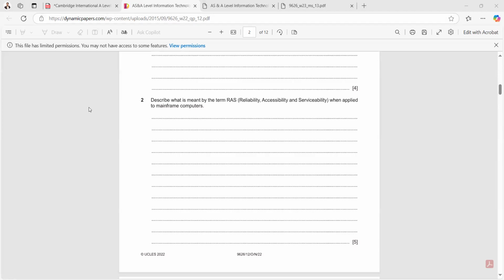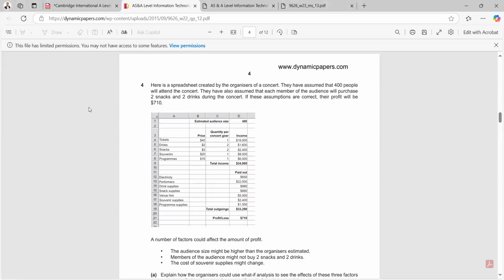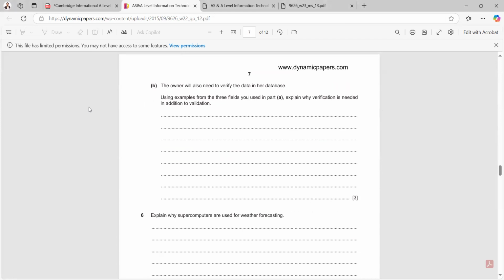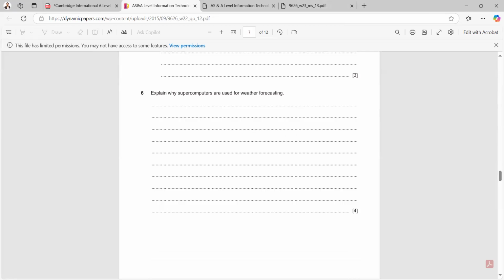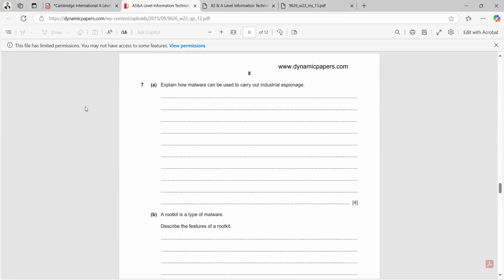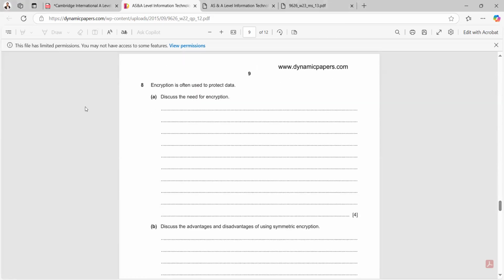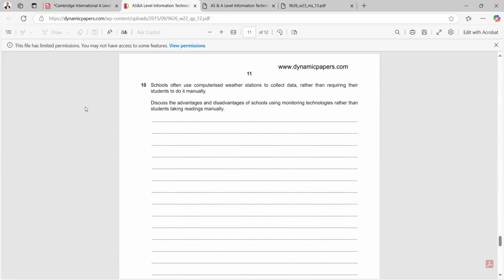And then from the same paper, there is another question for this. Let me show you here. Question number 6. It says: explain why supercomputers are used for weather forecasting. On the same paper, you have two questions from the same topic. I have sent you both of the questions.